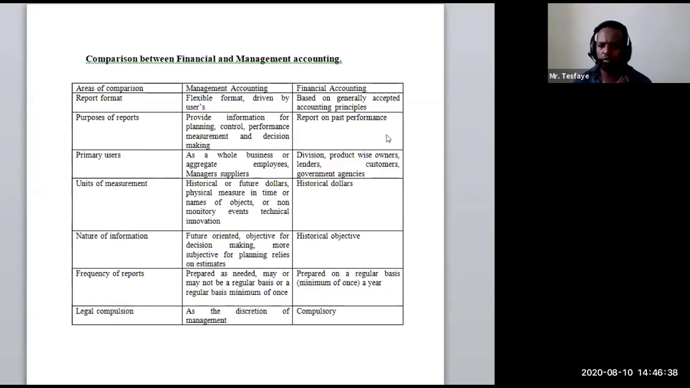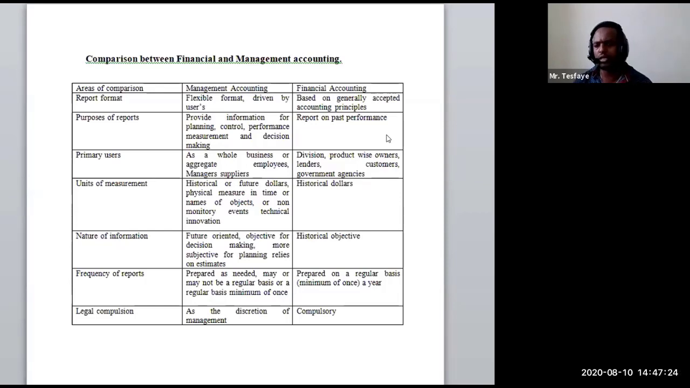Frequency of reports, it depends. In management accounting, reports are prepared as needed. It might be quarterly, it might be monthly. So depending on our need of information, we will provide reports. It might be daily. On financial accounting, once in a year, it is mandatory. For external users, we need to prepare this financial statement. As you know, it might be for tax purpose, it might be for shareholders, it might be for another reason. It's a must.